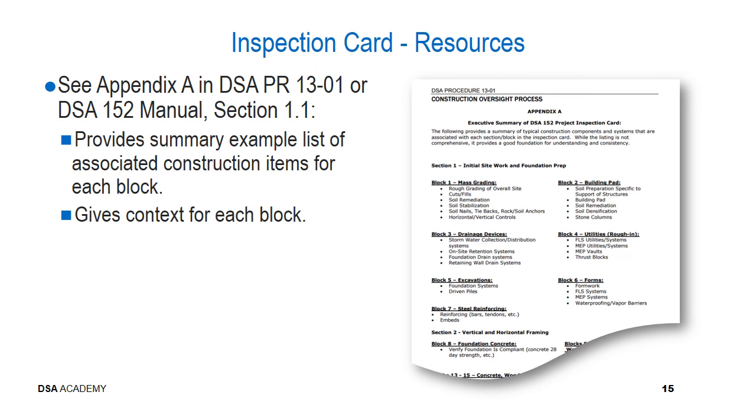The appendix in DSA Procedure PR 1301 or the 152 manual in section 1.1 provides a summary example list of the associated construction items for each block, given how brief that inspection card is. Therefore, this provides further context for each block to give you a better understanding of which items would be normally incorporated into a given block.